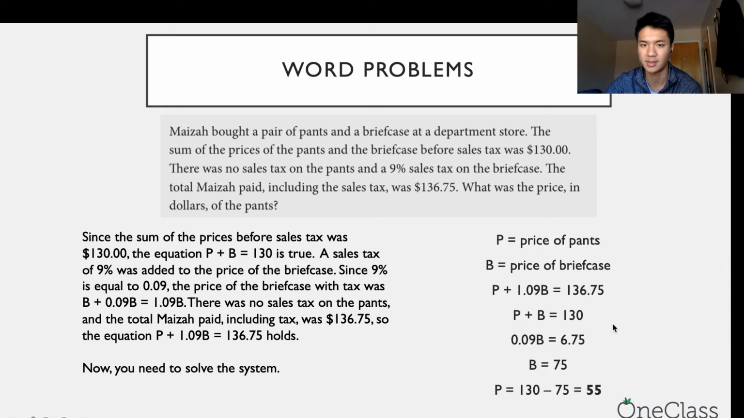If the price of the pants together with the price of the briefcase before sales tax was 130, then P plus B equals 130. The next thing we want to say is, okay, P and B are both pre-sales tax. What are the other relationships that we can identify?